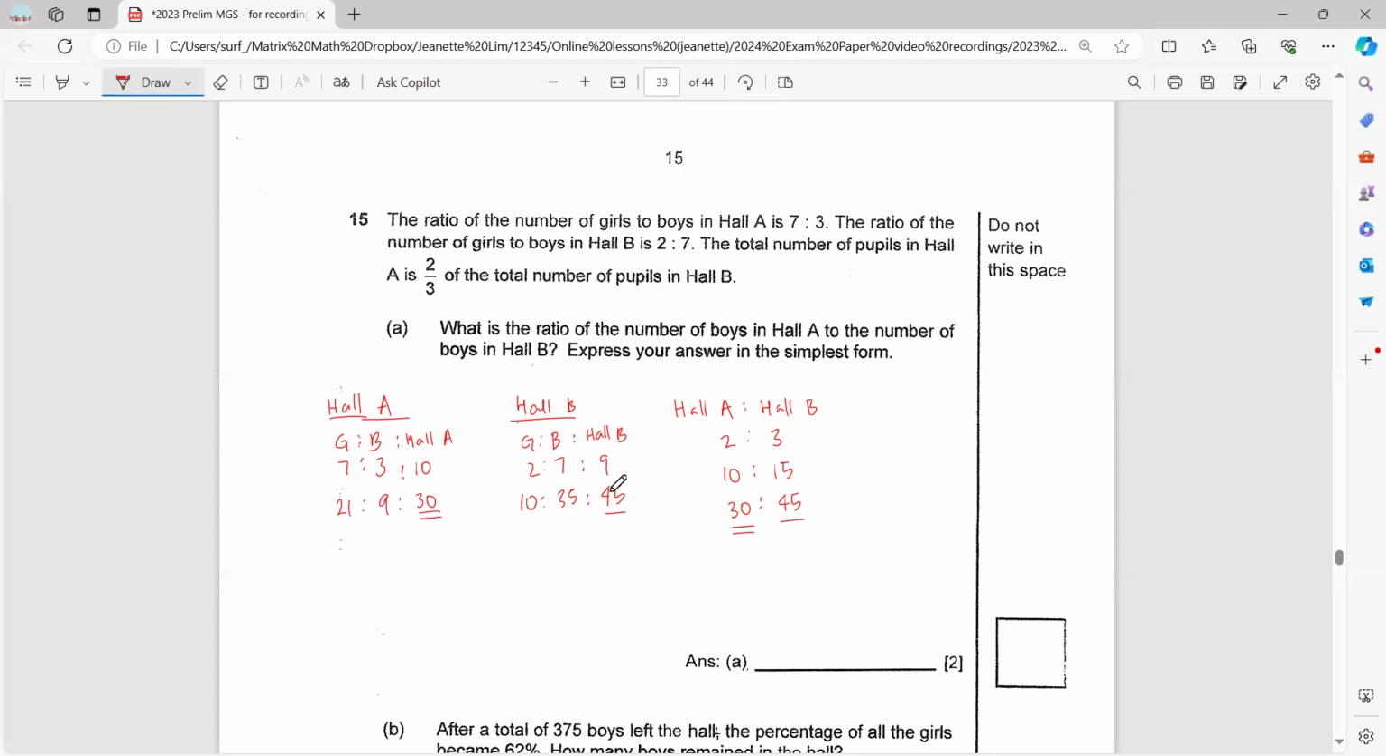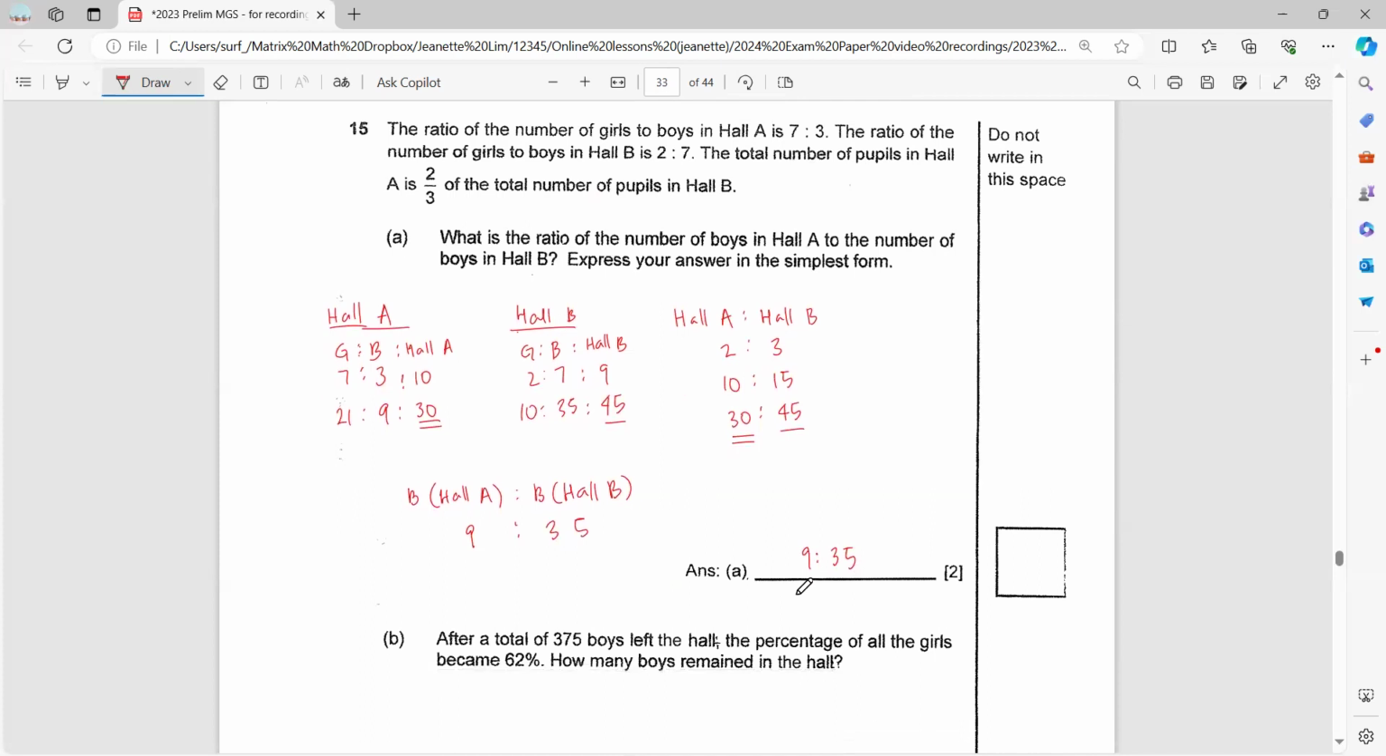And now I can use the ratios across. What is the ratio of boys in hall A to boys in hall B? So boys in hall A to boys in hall B, 9 to 35. It cannot be simplified further.